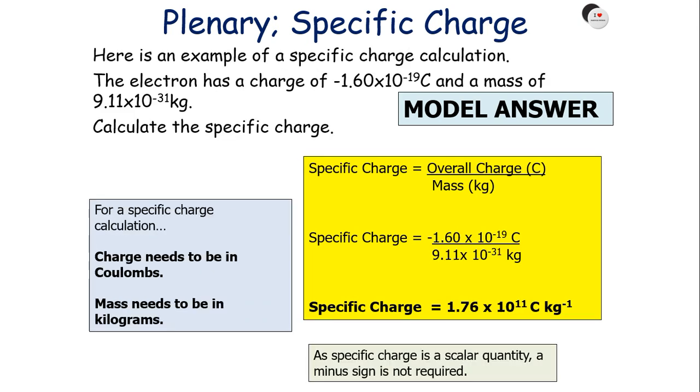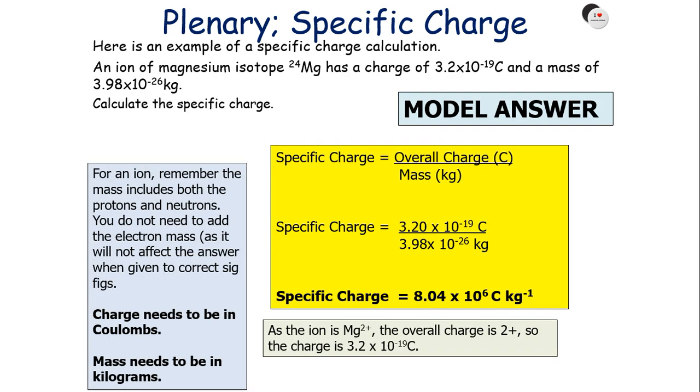Now, because specific charge is a scalar quantity, you don't actually need to include minus signs in answers, because you don't have to give the direction. Again, just remember, if it's got an ion of +2, you've just got to make sure you convert that unit of relative charge to your value in coulombs.